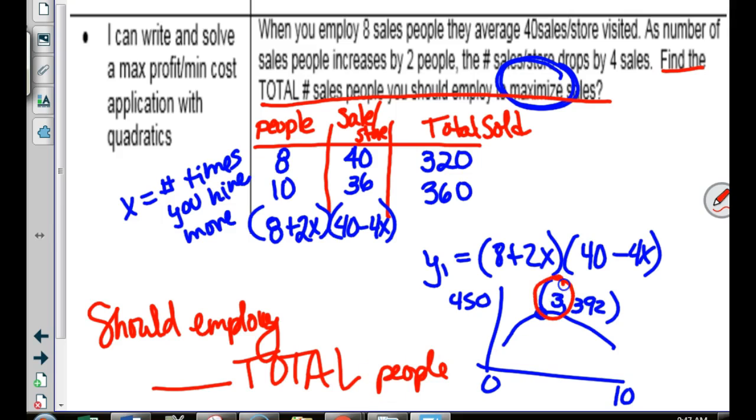So the 3 was our X, the number of times we should hire more people. So when I plug the 3 back in there, under people, I would actually have what? 14, right? 8 plus 2 times 3 is 8 plus 6 is 14 people total. If I did that, this would go down to 28. Put a 3 in there. And 14 times 28 would show the maximum of 392. I think. Someone checking me? 14 times 28, 392. Did I do that right? Okay, but all you had to do was write 14 people total.